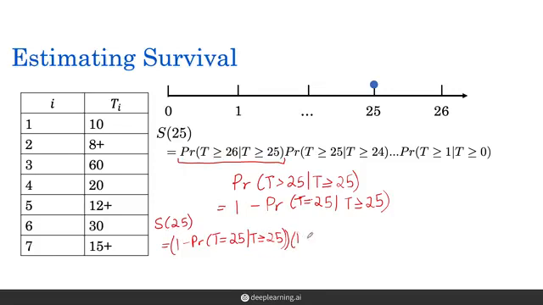And the second term is going to be 1 minus the probability that it happens at 24 months, given it happens at or after 24 months. And so on and so forth until we get to our last term, which is going to be 1 minus the probability that it happens at 0, given it happens at or after 0. So we're going to see next why it is useful to represent the survival probability in the following way.